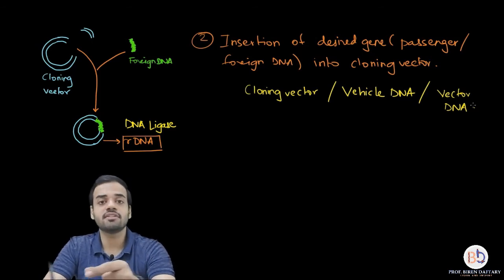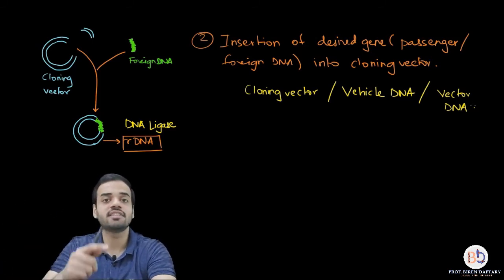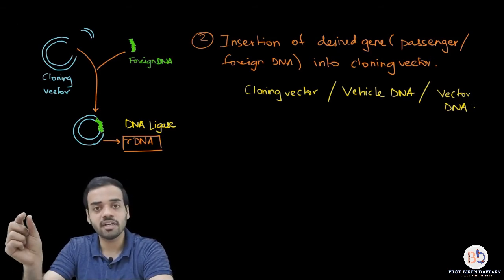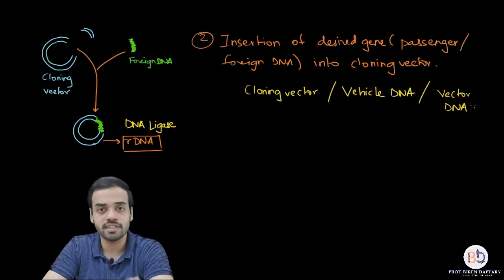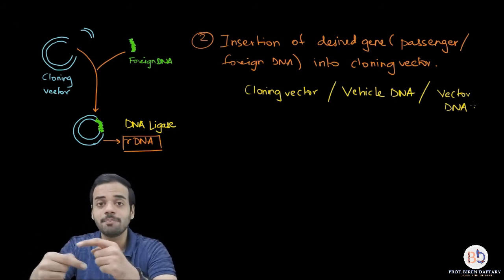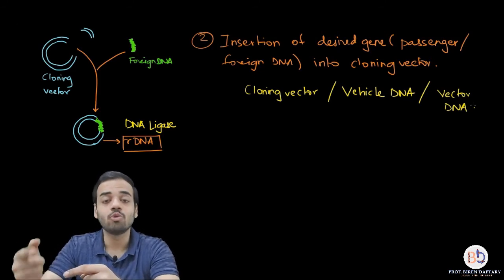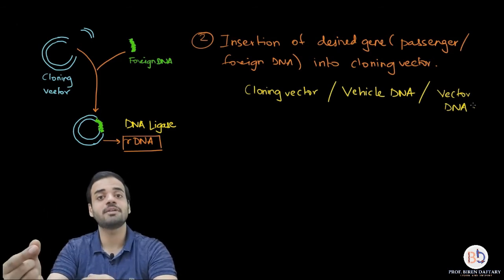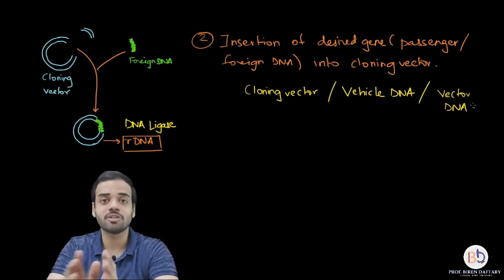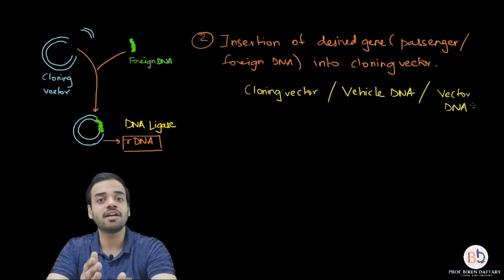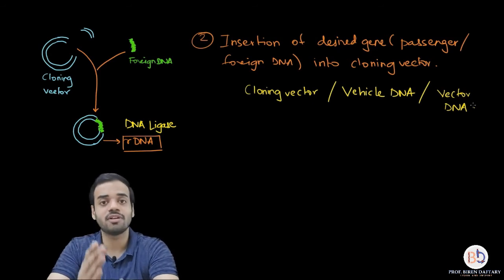Now, why is the vector called vehicle DNA and why is the desired gene called passenger DNA? See, that desired gene is basically traveling from the donor organism to the host organism, correct? So that is why it is the passenger. A passenger normally travels from one place to another, but who is helping that passenger to travel? The vehicle. Who is helping that desired gene to travel from one place to another? The vector. So the vector becomes the vehicle and the required gene becomes the passenger. That is why the vector is called vehicle DNA and the required gene or the DNA fragment is called the passenger DNA.